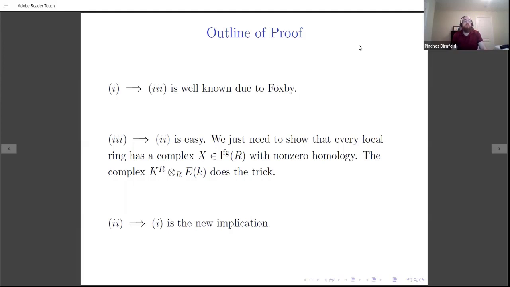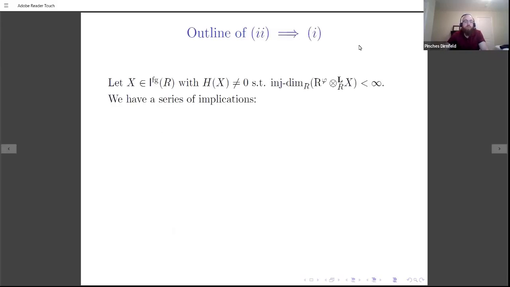So the new implication is 2 implies 1: if I have a non-trivial complex of finite injective dimension and the derived tensor product with R phi has finite injective dimension, then R is Gorenstein. Let me outline how I'm going to prove 2 implies 1. Let's start with the complex X in IFGR with non-zero homology, and we'll assume that the derived tensor product of R phi with X has finite injective dimension.